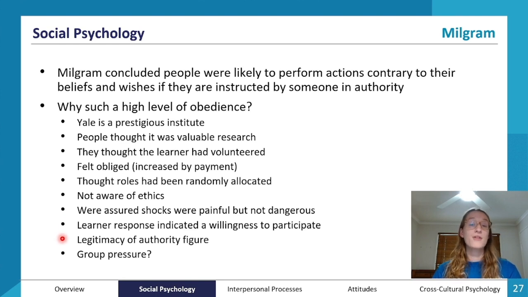The legitimacy of the authority figure. The experimenter did have that power and authority over them, and the experimenter would urge them to keep going. So that is another factor that again could have influenced why there was such a high level of obedience. And again, these were all things that were hypothesized.